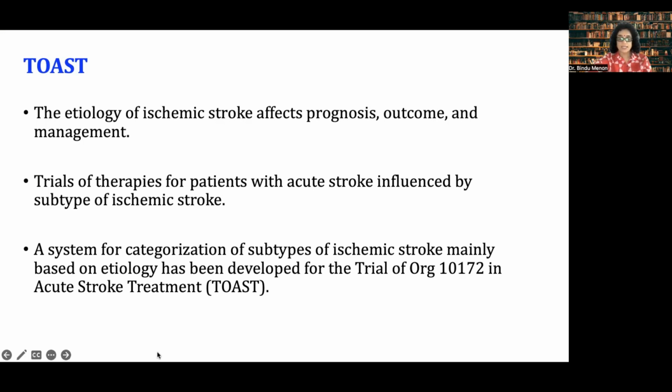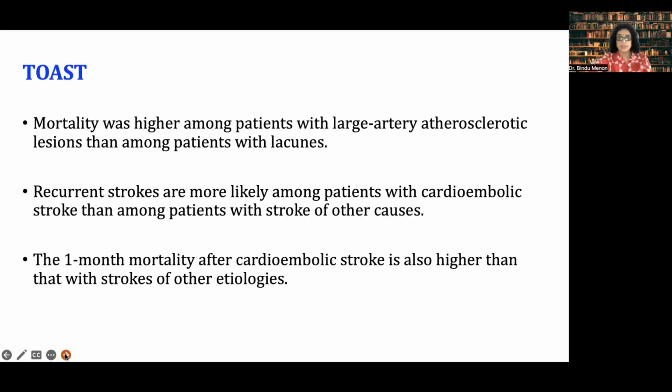A system of categorization of subtypes of ischemic stroke, mainly based on etiology, has been developed for the Trial of ORG 10172 in Acute Stroke Treatment, and that's called the TOAST classification. It was found from the TOAST study that mortality was higher among patients with large artery atherosclerotic lesions than among patients with lacunes. So again, the subtype classification helps us to prognosticate. The recurrent strokes were also very common among patients with cardioembolic stroke than among stroke patients of other causes.